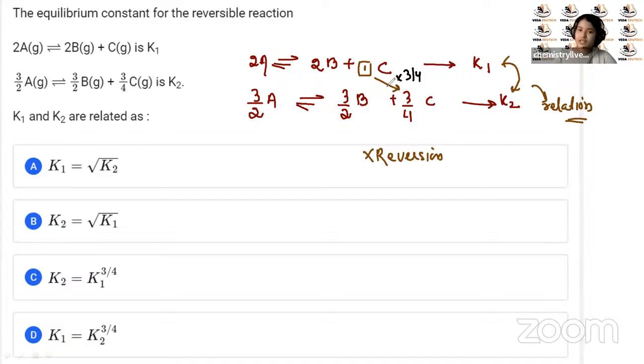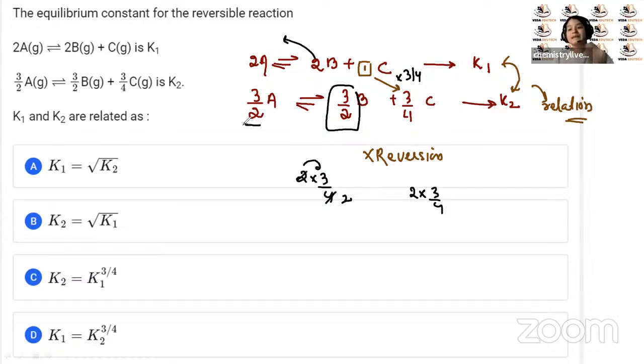So let's see if it is working for others as well. So this 2, if I say here 2 into 3 by 4 times, I'm definitely going to get 3 by 2. Similarly for this, 2 into 3 by 4, obviously this is also going to be 3 by 2. So we have multiplied this entire thing with 3 by 4. Yes. So whenever we multiply, that goes on to the power.